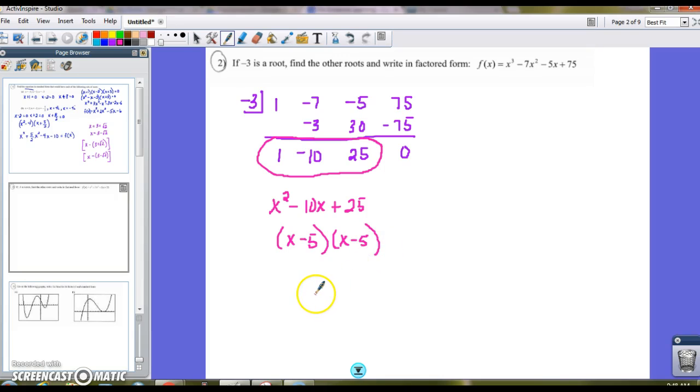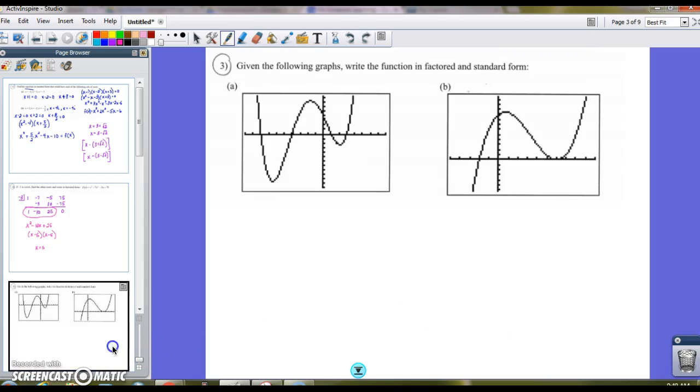And so my other root then is just 5. Now, just a quick review: when a root comes up more than once, that talks about multiplicity. So this has a multiplicity of 2, and that means when you're graphing it, it touches the x-axis at 5 and turns around. If it has an odd multiplicity, it just passes through the x-axis, and that's actually going to help us in this next problem.